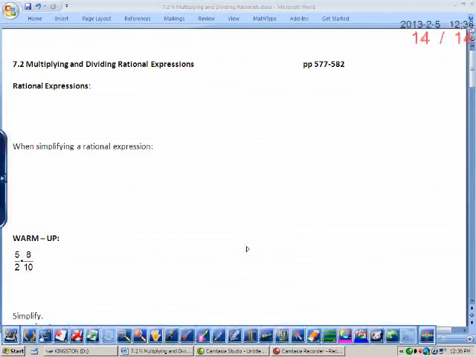Alrighty, so today we're going to really start diving into rational expressions, and we're going to start by talking about multiplying and dividing rational expressions. So the first thing we've got to figure out is what are rational expressions, okay? A rational expression is a polynomial divided by or over another polynomial.